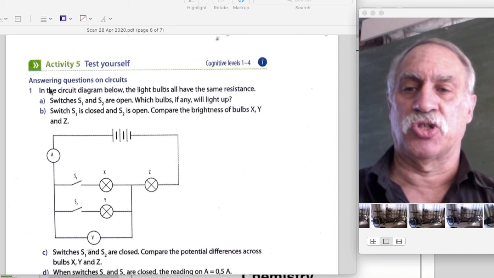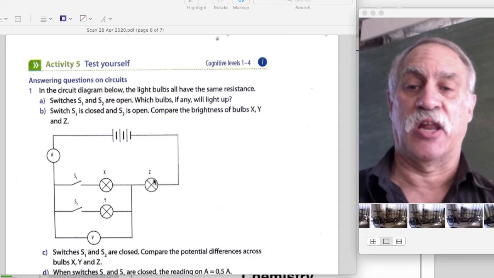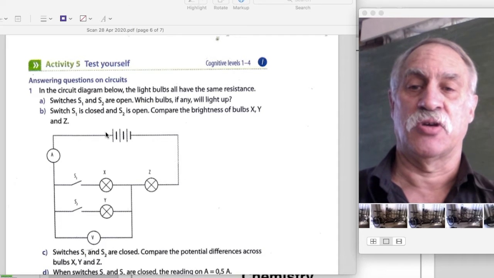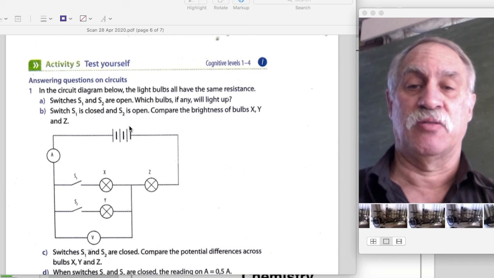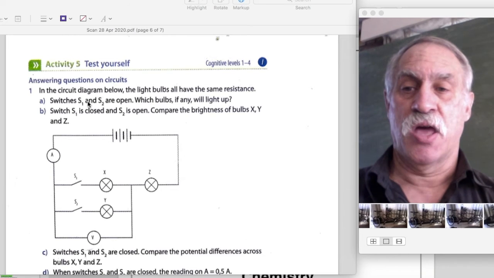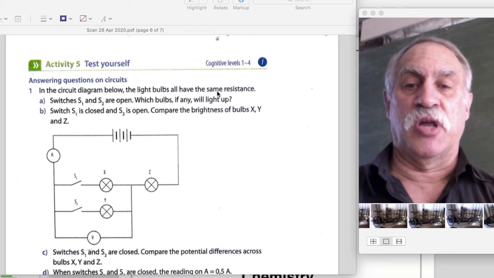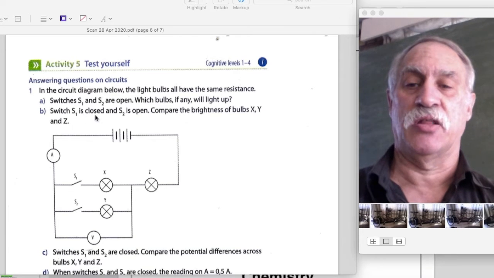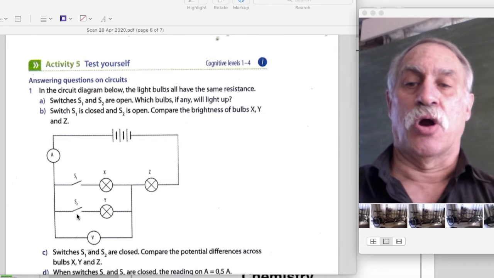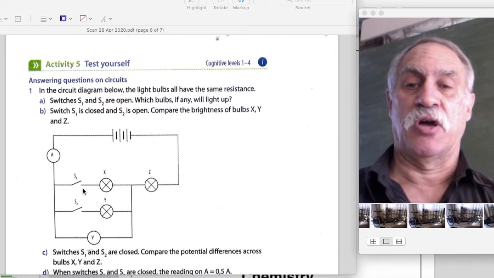Answering questions on circuits. In the circuit diagram below, the light bulbs. Ooh, we have light bulbs. How exciting, no resistors. At least this is slightly practical, although no one would ever wire a house like this with light bulbs in series and in parallel. But anyway, let's go with the flow. So the light bulbs all have the same resistance. Switches S1 and S2 are open. Look, you can see the gap, they're open. Which bulbs, if any, will light up?